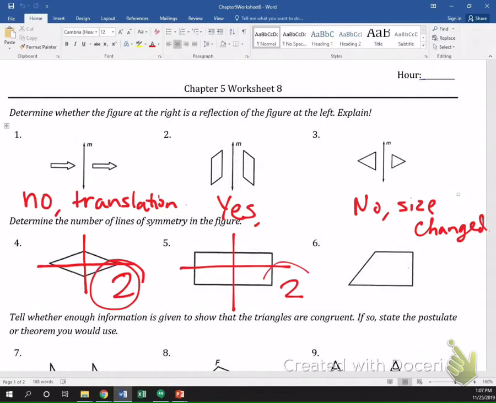But wait, if you cut it that way, it looks like 2 long triangles. Yeah, but they don't fold up right. You'll get 2 random weird points. And then this one, how many? 0. Good. All right, questions on these first 6?